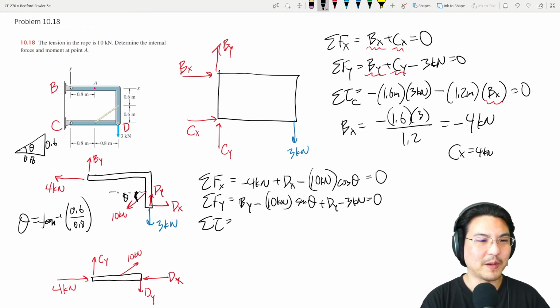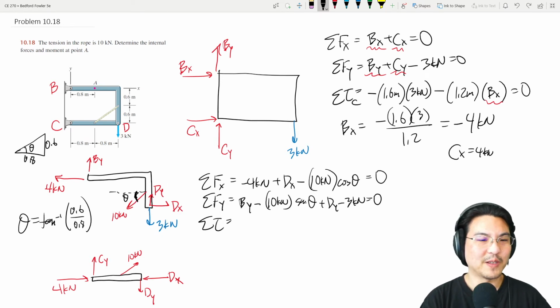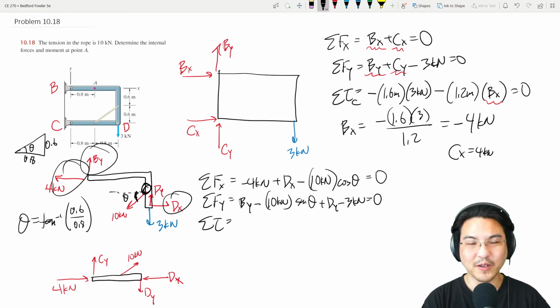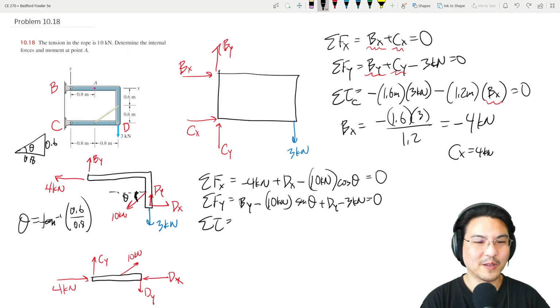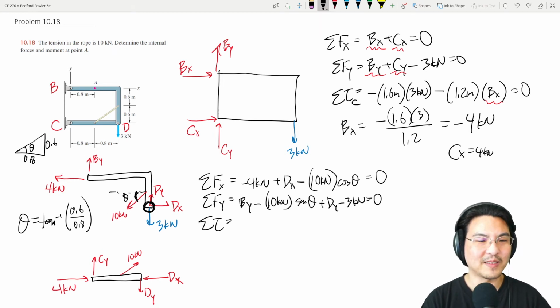So if we sum torque about here, then there will be torque by this, this, this, and this, two of which are unknown. If we sum torque about here, then there's torque from this, this, this, two of which are unknown. But if we sum torque about here, then there would be torque from this, this, and this, only one of which is unknown. So I think that's the cleverest choice if we sum torque about point D.